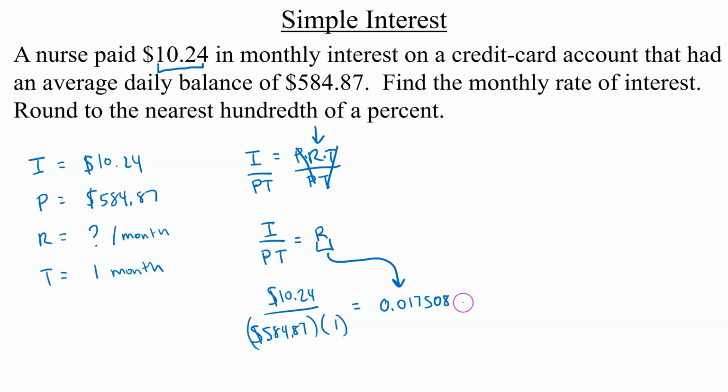Now you have to be careful with this because this is in decimal form. When we are reporting it as a percentage, we want to report it in percentage form. That means we need to move the decimal 2 to the right. And then finally, we're told to round to the nearest hundredth. So this is the 10th place, this is the 100th place. So our final answer would be 1.75%.